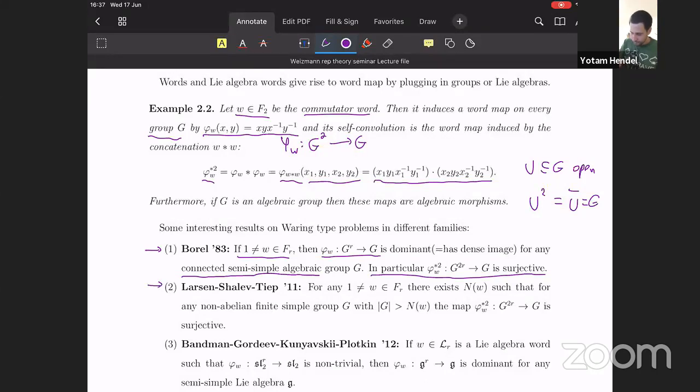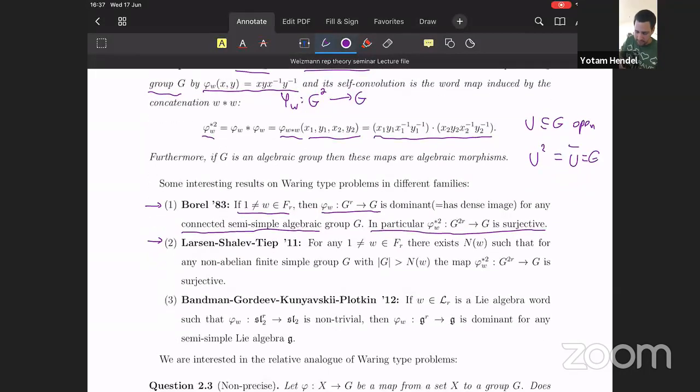A second result, due to Larsen-Shalev-Tiep. So if the first is in the setting of algebraic groups, this is in the setting of finite simple groups. And it says that any non-trivial word you take has some number depending on w, such that if G is a finite simple group, which is non-abelian and large enough, then taking the convolution power of the word map with itself gives you a surjective morphism.